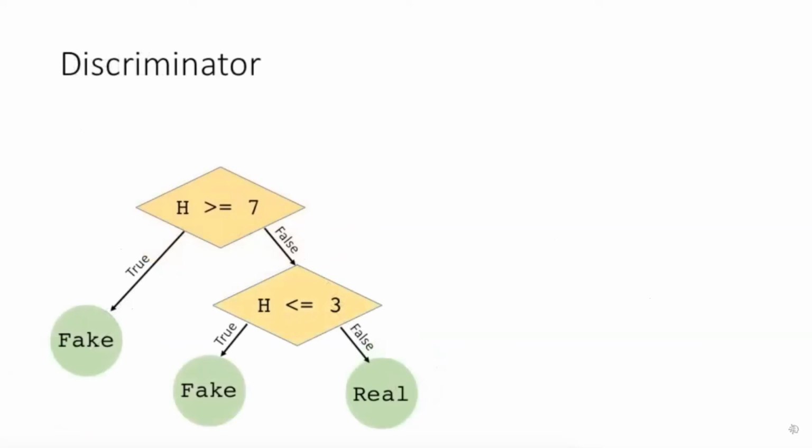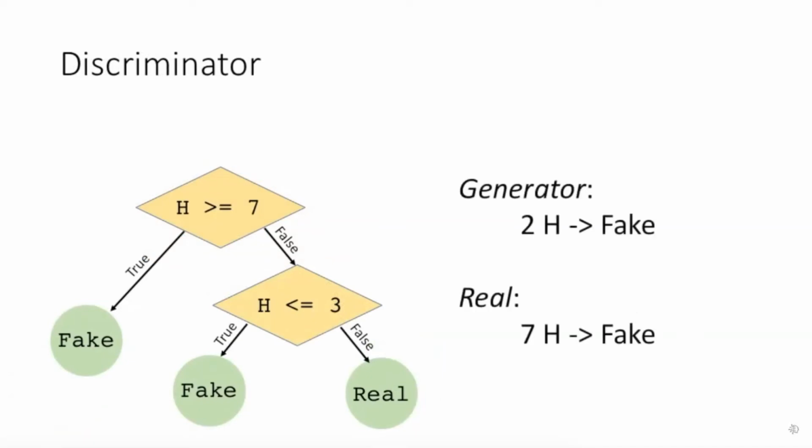Finally, pass these two datasets into the discriminator to get real and fake labels for each dataset. In the beginning, our discriminator has no idea how to tell the difference, so we'll have to pick a random rule. For instance, if the number of heads is greater than or equal to 7 or less than or equal to 3, then we'll say fake. Otherwise, we'll say real. In this case, the fake data has 2 heads, so it's appropriately labeled as fake. The real data has 7 heads, so it's also labeled as fake.